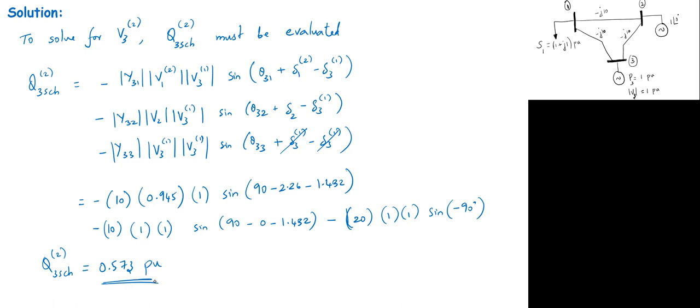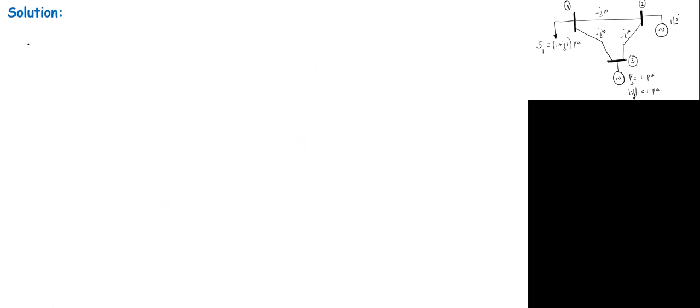So we have substituted the values that we obtained in the previous iteration, and we have calculated the scheduled reactive power at bus 3 for the second iteration. Once we have that, we will now write the expression for the bus 3 voltage at second iteration, and that will be 1 over Y33 times P3 scheduled minus J Q3 scheduled, that is obtained for the second iteration, over V3 of 1's conjugate.